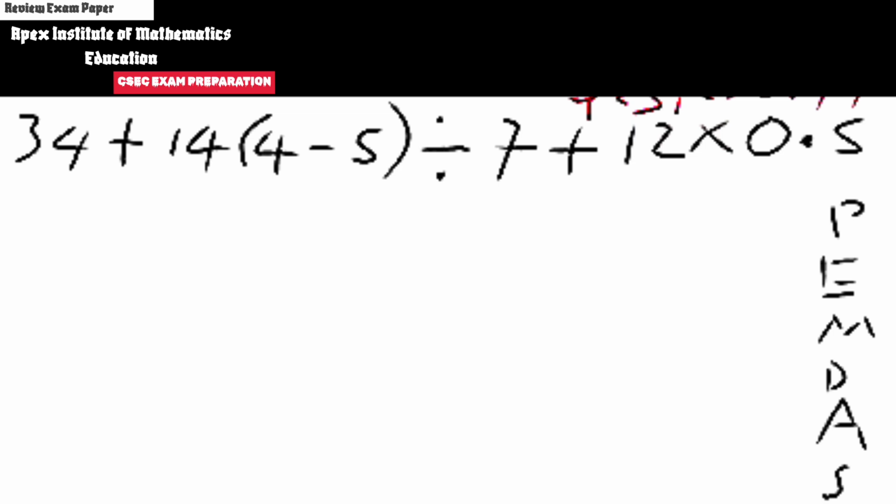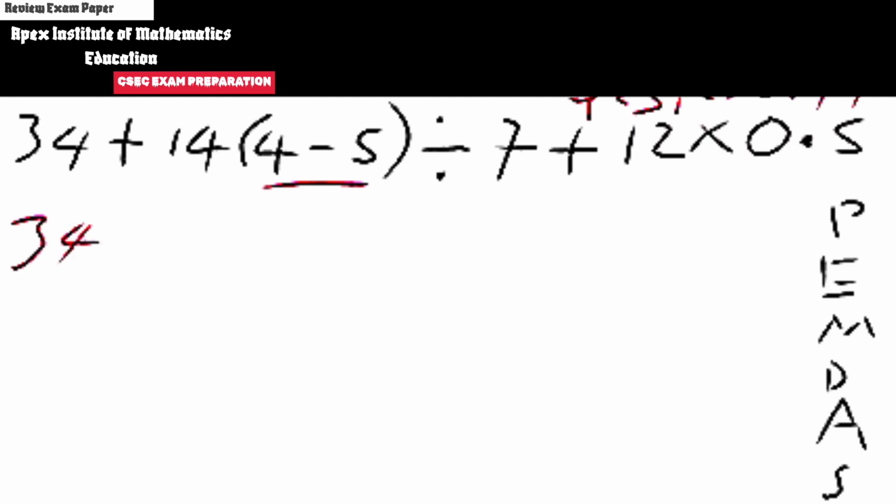First thing we want to do here is to check to see are there any P's, and we're going to work out any questions that are in the P section of the problem, and the P stands for parentheses, or more commonly referred to as brackets. So now we have a bracket here. We're going to have 34.